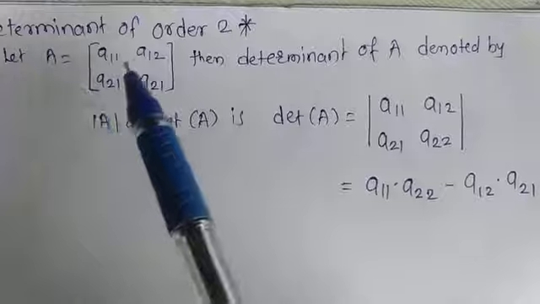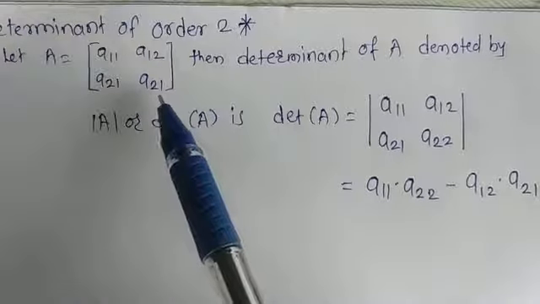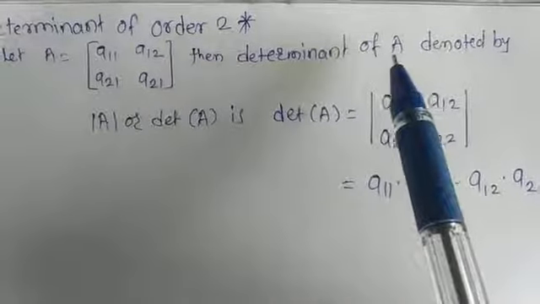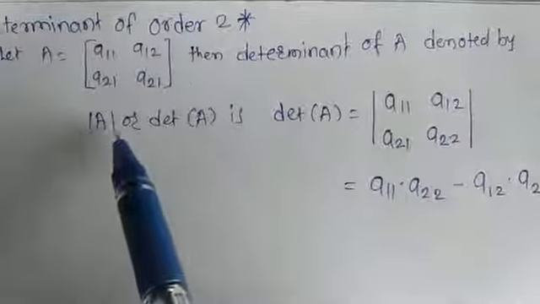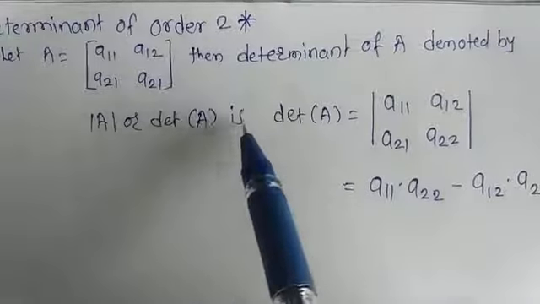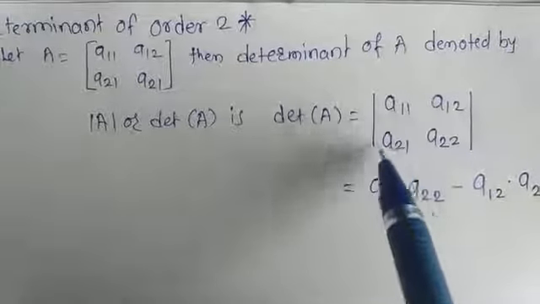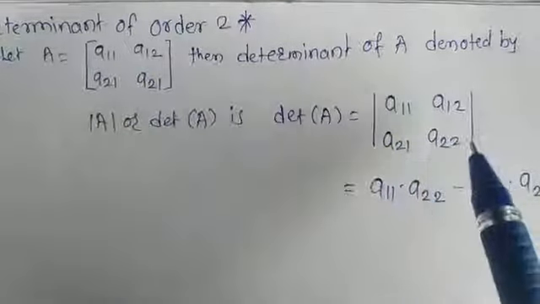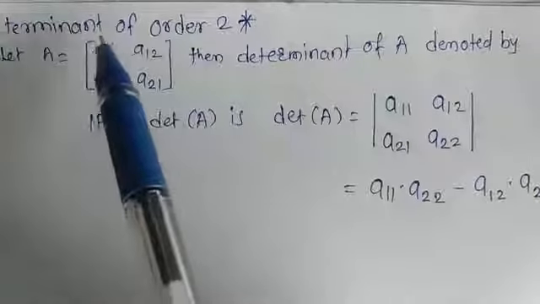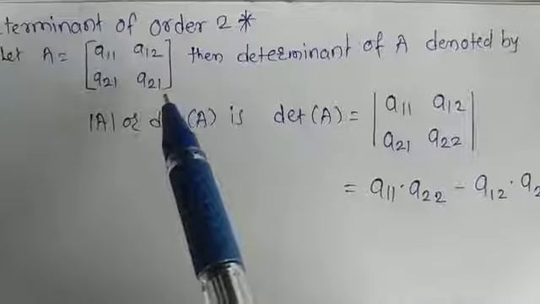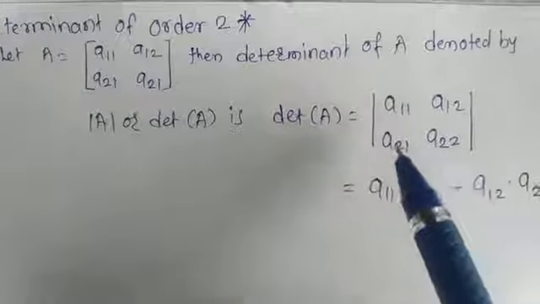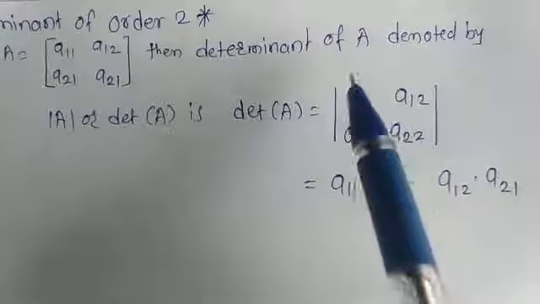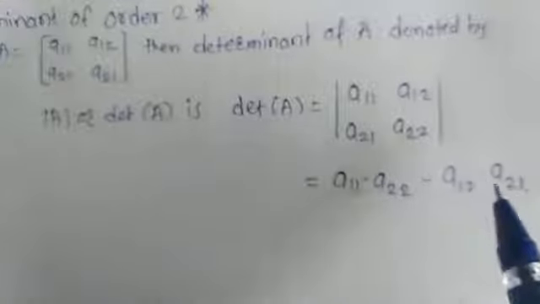Let A be equal to [A11, A12; A21, A22], which is a general matrix of order 2 by 2. Then the determinant of A is denoted by mod of A. In a determinant we write straight lines, whereas a matrix is denoted by square or round brackets. So we find the determinant of a matrix, and the determinant value is always a single value.